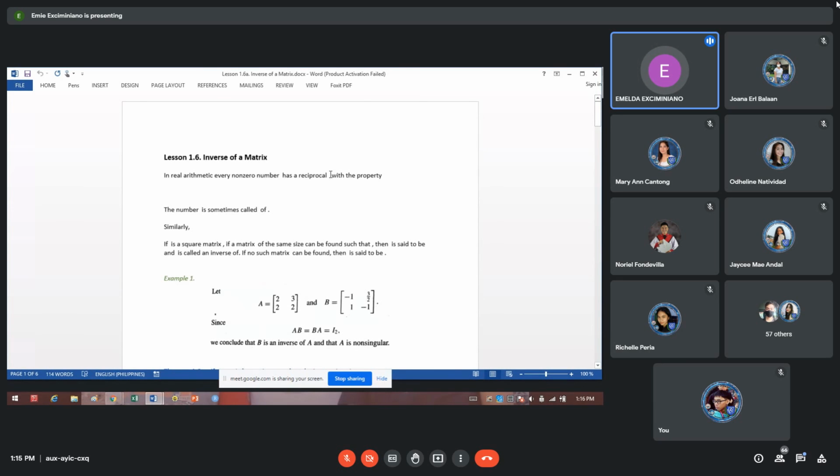So, let's start with yung reciprocal. Yung term na reciprocal. Okay, kasi from there, doon natin nakuha yung concept ng inverse matrix or matrix inverse. So, supposing we have, in algebra ha, yung real arithmetic. Okay.